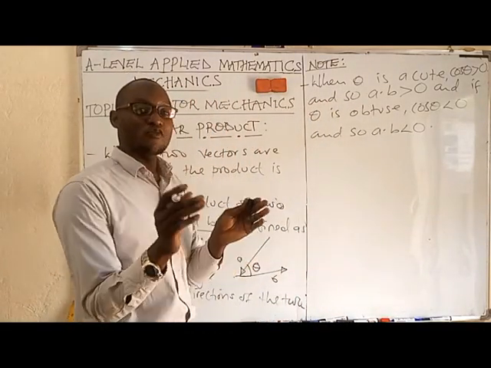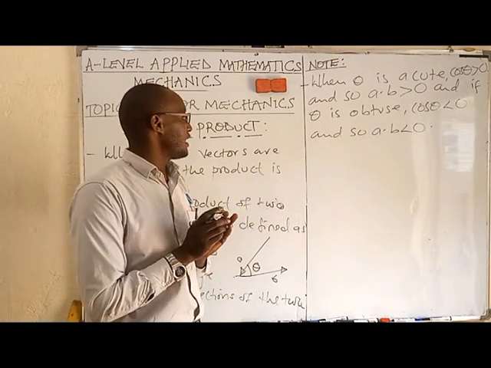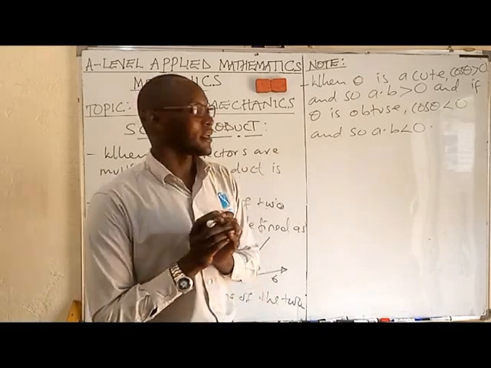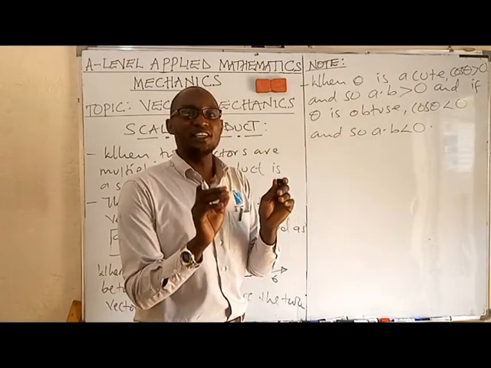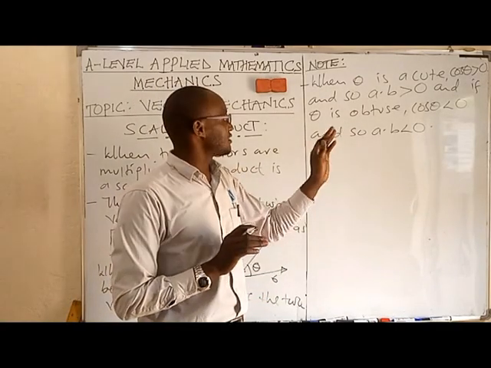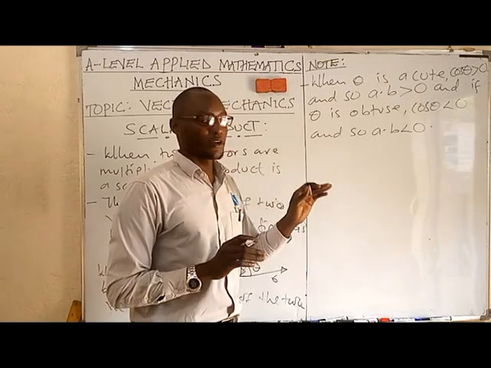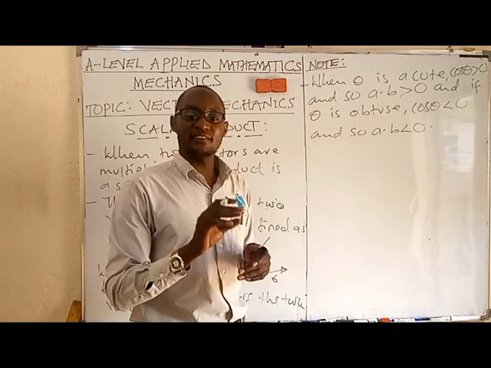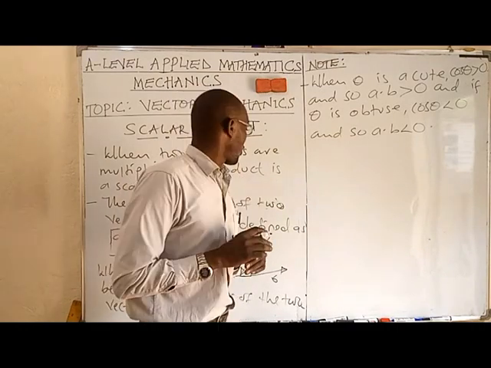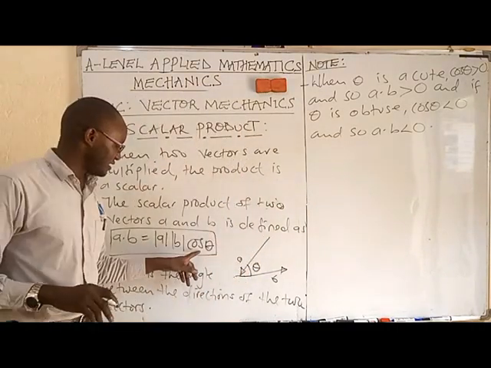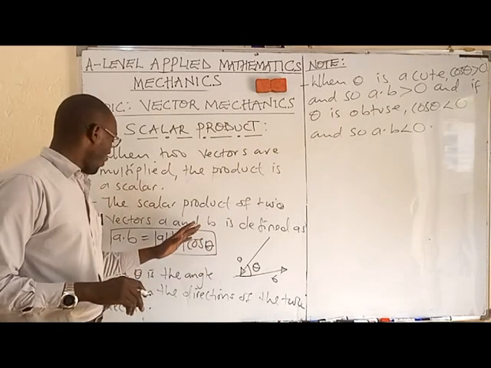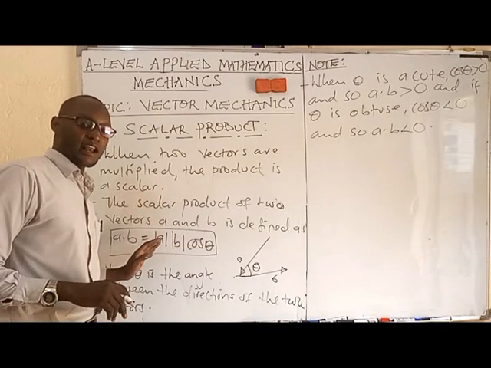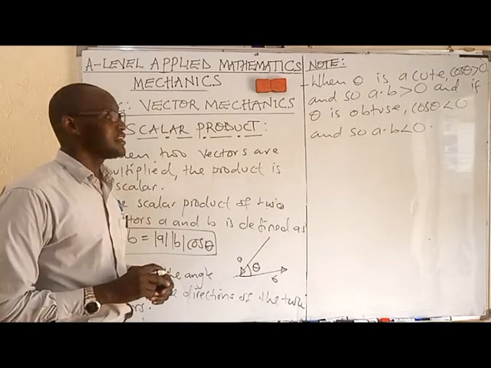Now, what if you have two vectors which are perpendicular? If two vectors A and B are perpendicular, then it means the angle between them is 90. It is not acute, it is not obtuse. It is just a right angle. But we know very well that the cosine of 90 is going to be 0. So the whole right-hand side is going to become 0, and so the scalar product is also going to become 0.